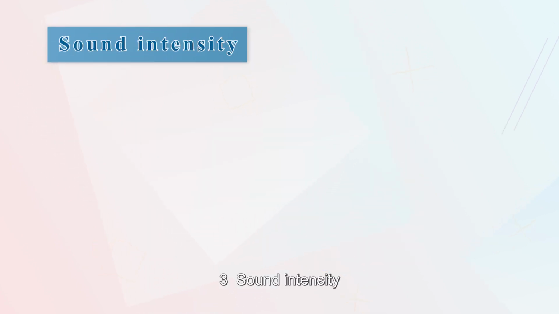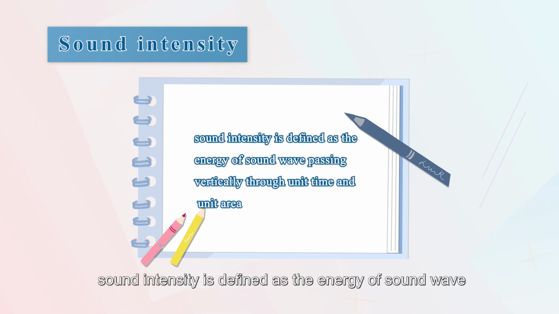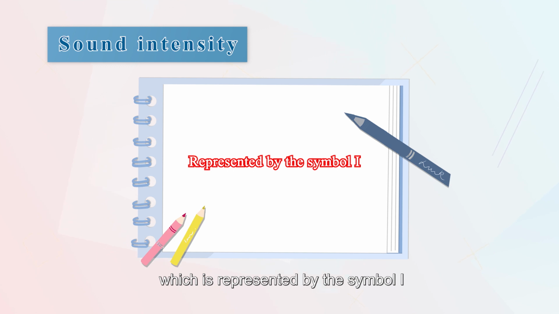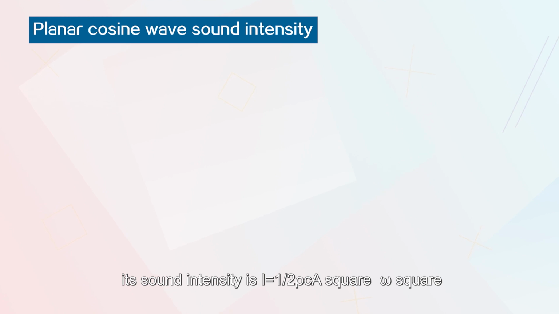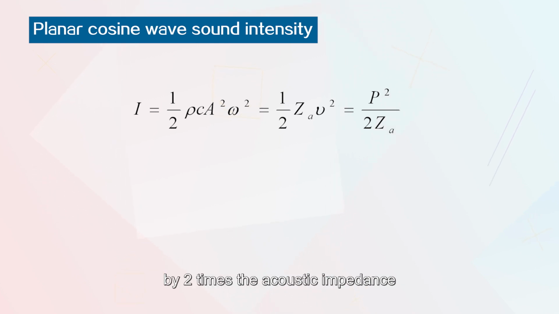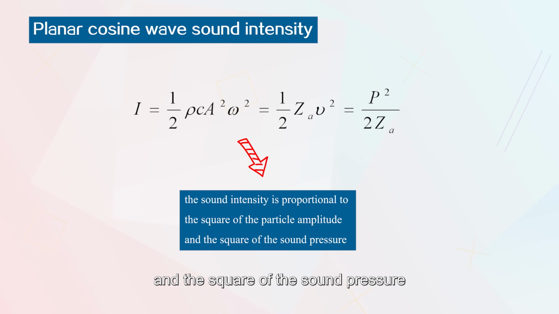3. Sound intensity. Sound intensity refers to the strength of sound wave energy. Generally, sound intensity is defined as the energy of sound wave passing vertically through a unit area in unit time, which is represented by the symbol I. For the plane cosine wave, its sound intensity is I = 1/2 ρCA²ω² = P²/(2ZA). It can be seen from the expression of sound intensity that the sound intensity is proportional to the square of the particle amplitude and the square of the sound pressure.